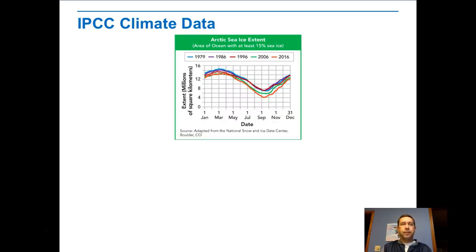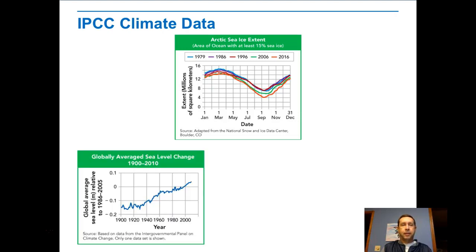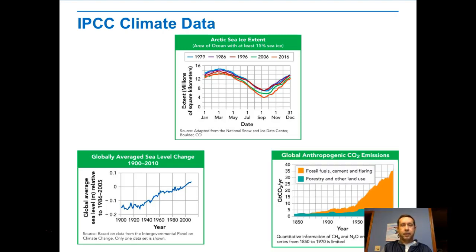So we have data from the IPCC. It shows the amount of sea ice. You can see, it's gone down from 1979 to present day. You can see how the sea level has risen in the last 100 years. You can see how CO2 emissions have risen. And you can see some of the things that are causing those CO2 emissions from the IPCC data.